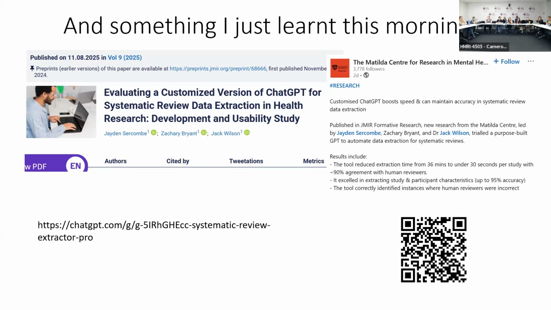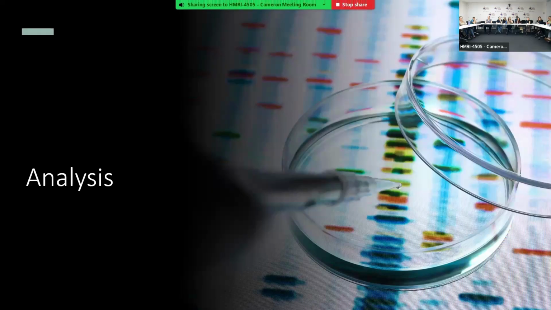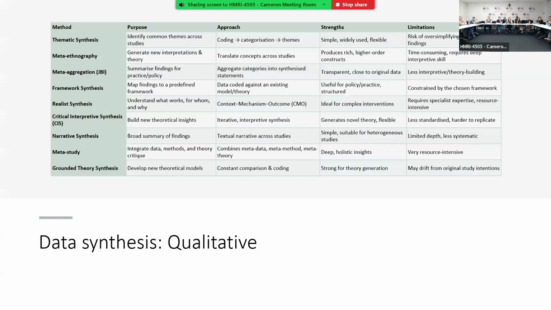Makes sense. Anyway, so this is something I learned about this morning that I thought was really cool. And what did they say? You saved 36 minutes per study in data extraction. So that's a whole lot of time. And if you're writing a review by yourself, then this can save a lot of time. So, you know, yeah, analysis is my favourite part.